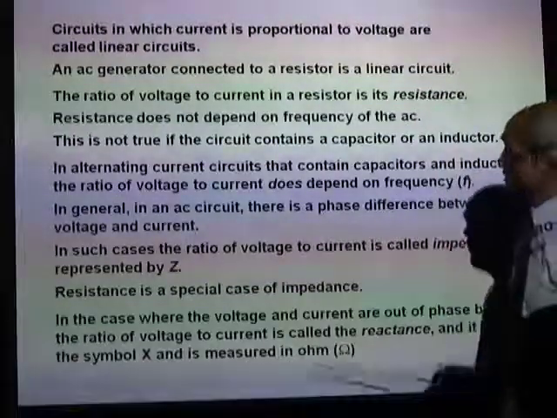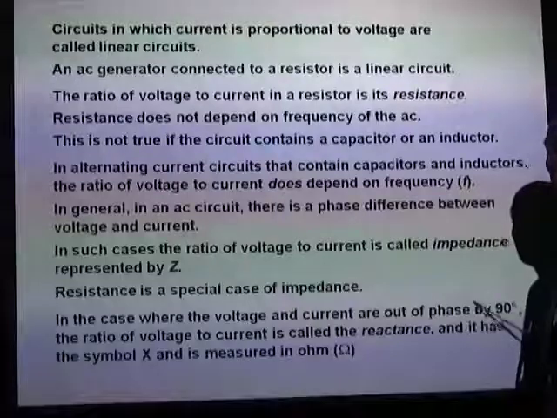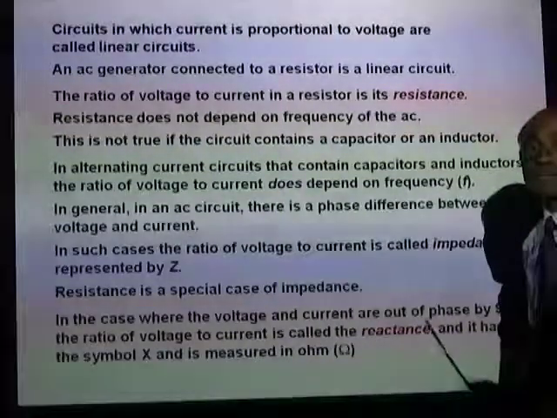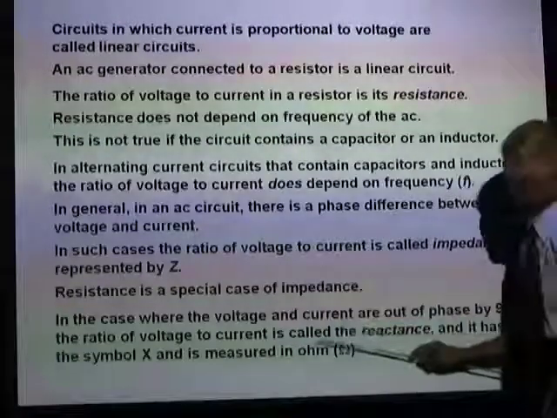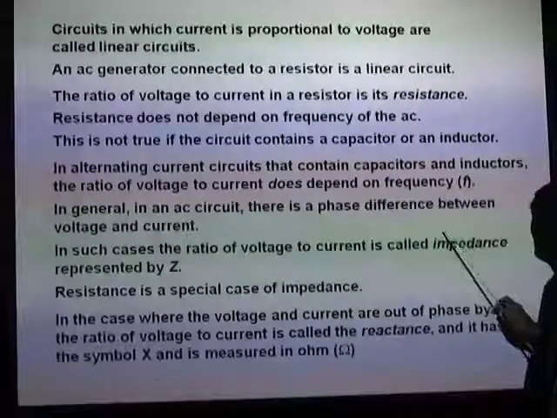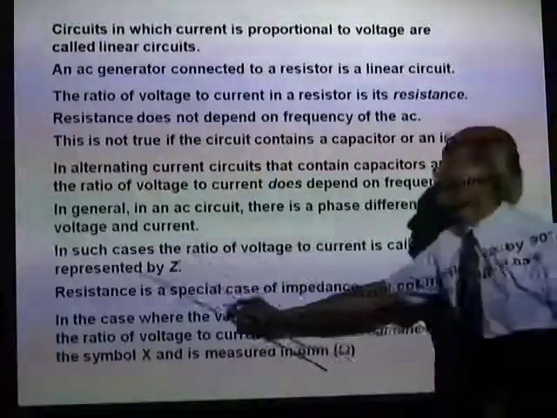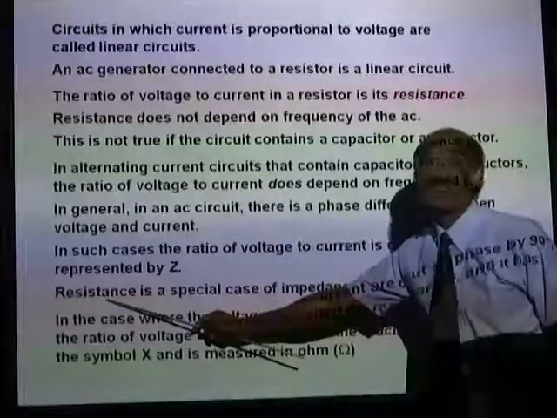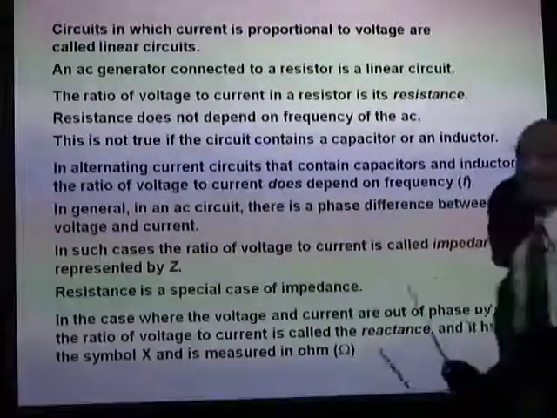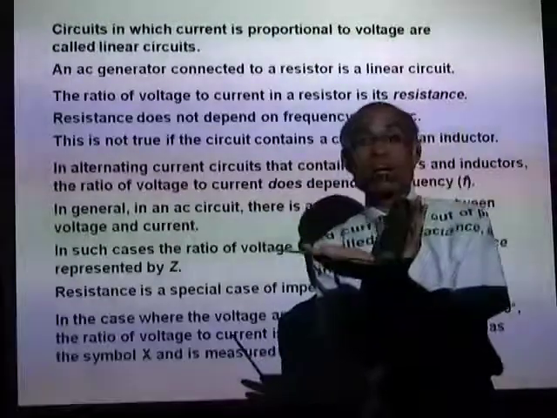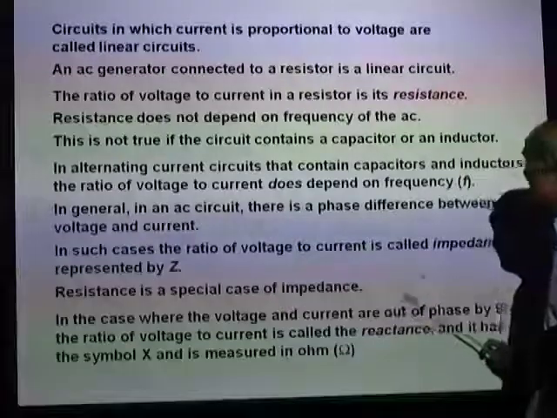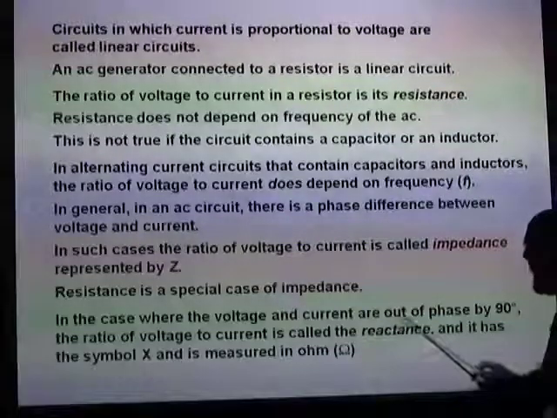There are two particular cases we are discussing. Where the phase difference is 0, that impedance is called the resistance. And that is the case of the resistor. If the phase difference is 90 degrees, that means the voltage and current are out of phase by 90 degrees, then that impedance is called the reactance.